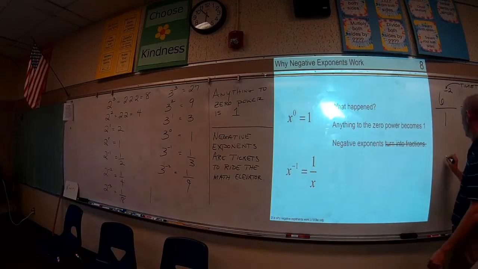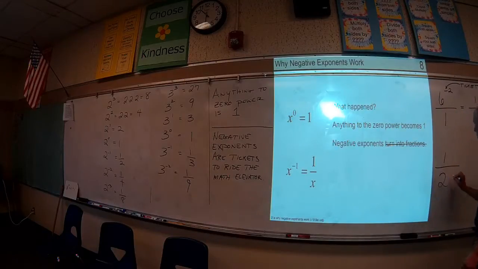How about this one? 1 over 2 to the negative 3. Does the 2 have a ticket? Yes. Where is it going to go? Up. That's going to be 2 to the 3rd. Where did the ticket go? Gone. It got used up. What's on the bottom? 1. What is 2 to the 3rd? 8. It's what we just did. This is Nate. Nate goes up to the top and he erases his ticket.